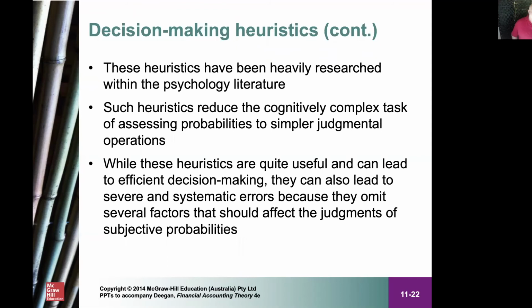Now, these heuristics have been researched within the psychology literature. Basically, they reduce the complex task of assessing probabilities to simpler judgments. While these heuristics are quite useful and lead to efficient decision making, they can sometimes lead to systematic errors because you're always making the same errors. Why? Because you may be omitting certain factors that are really important in the judgment process.